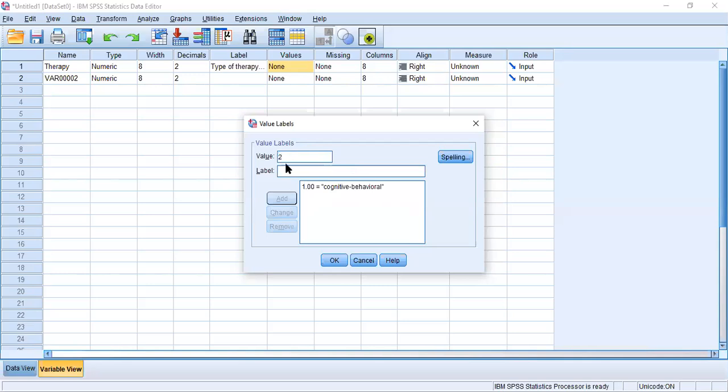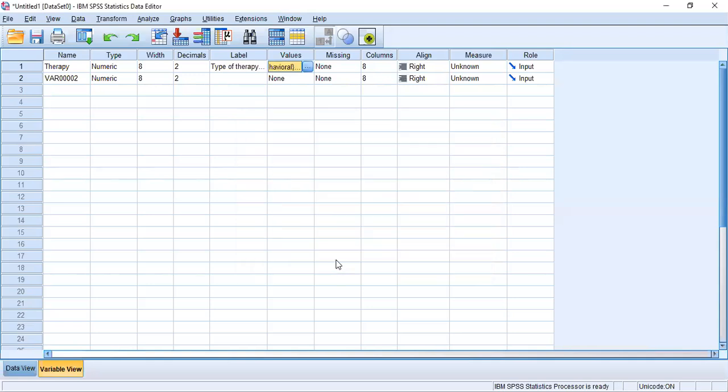Number 2 is psychoanalytic. This is one thing we've added. So I added the 2. And measure, we all know it is nominal. It is a categorical variable where we have categorized it. So number 2 is depression.